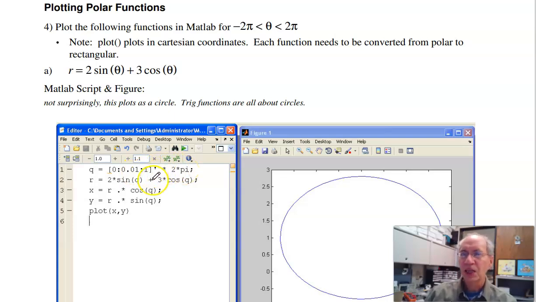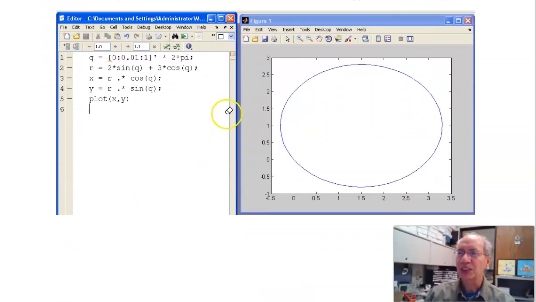Calculate r. Now I want to pull out the x and y coordinate. The x-coordinate is r cosine theta, y is r sine theta. I've got to use that dot notation. That tells Matlab, don't do a matrix multiply, do an element by element multiplying. The first point, second point, third point, and so on. Then plot them, and not too surprisingly, you get a circle. Trig functions are all about circles.